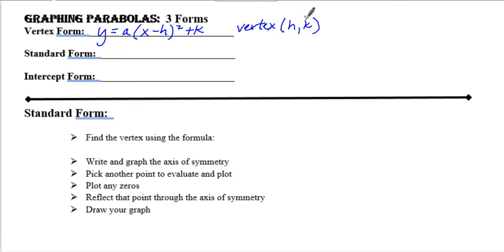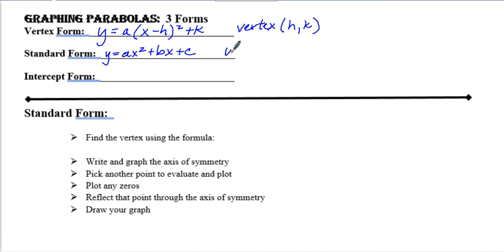Sometimes, though, we're not presented the quadratic in this form. Sometimes we're given the quadratic in standard form: y equals ax squared plus bx plus c. A number here, a number here, a number here. This is not vertex form. We can't pull the vertex off directly like we used to. We can find some interesting information though.